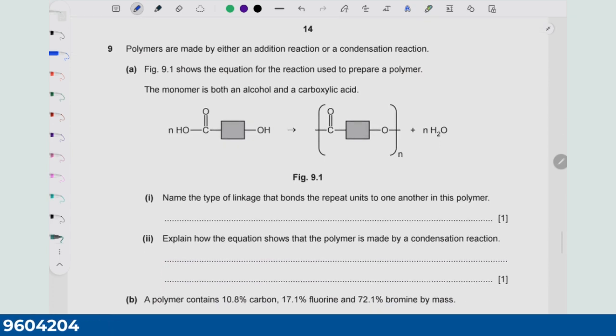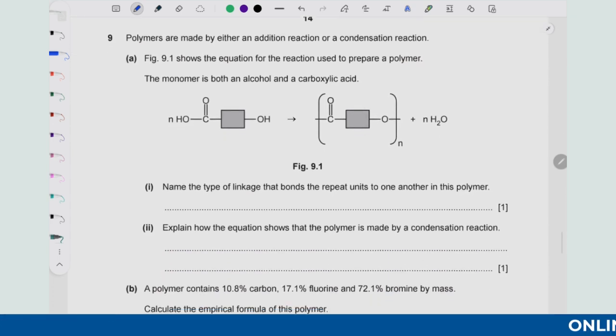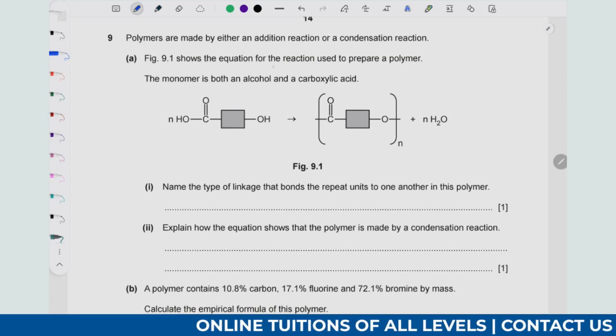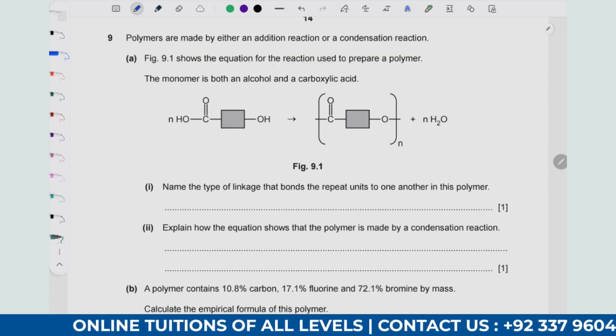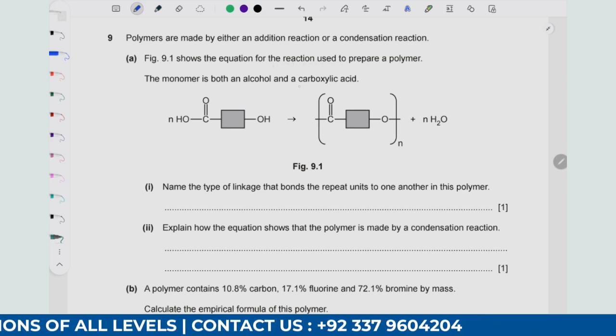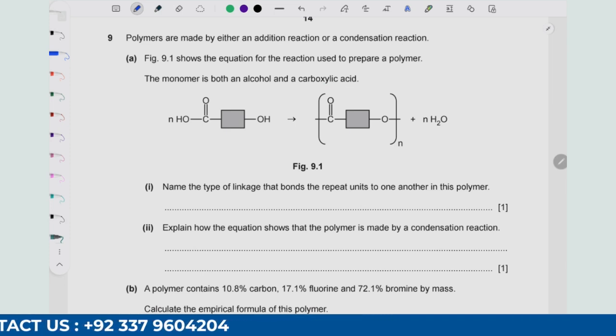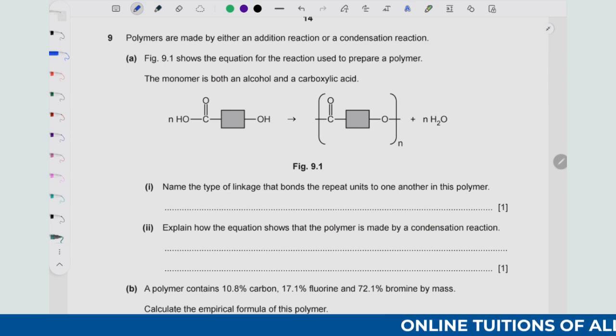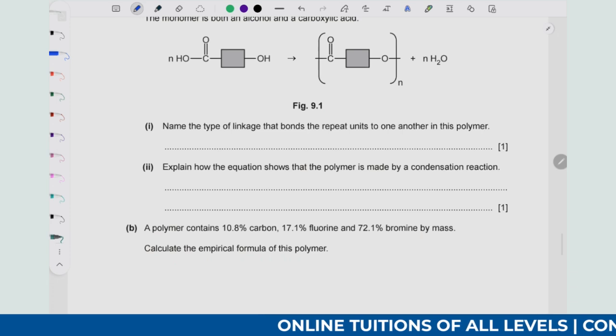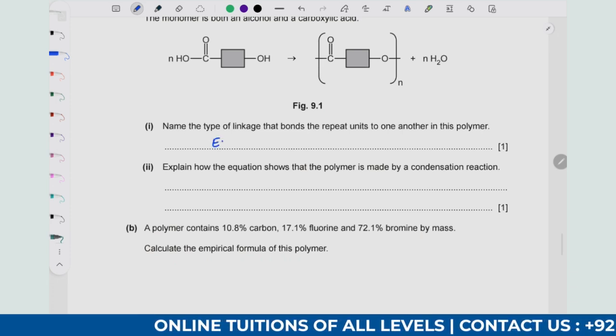Moving to question number 9. Question number 9 states that polymers are made by either an addition reaction or a condensation reaction. Figure 9.1 shows the equation for the reaction used to prepare a polymer. The monomer is both an alcohol and a carboxylic acid. Name the type of linkage that bonds the repeat units to one another in this polymer. As we know, the carboxylic acid and alcohol linkage basically forms an ester linkage.